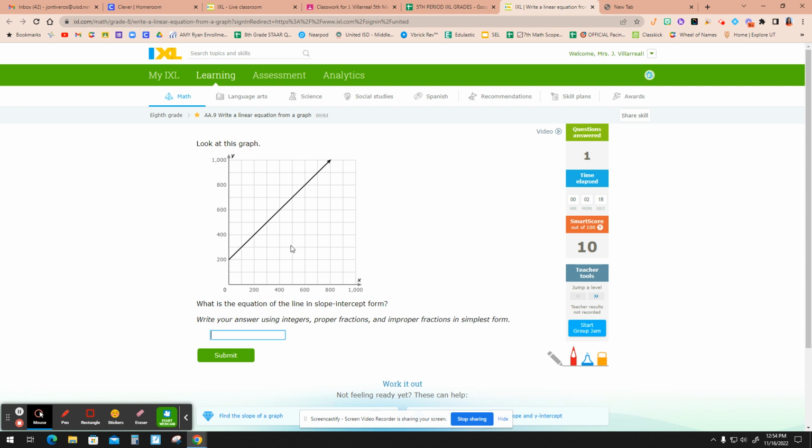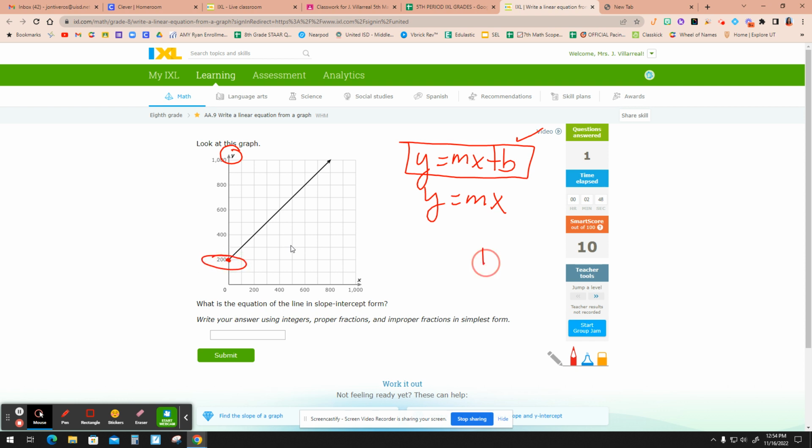The next one, again, there's two types of equations that we're going to follow, mx plus b or y equals mx. In this case, it's not passing through zero, it's passing through the 200. So I'm following this type of equation. Okay, so if it's passing through a specific number on the y-axis, I grab this number. It's positive 200. So I already have this part, the b, which is your y-intercept.